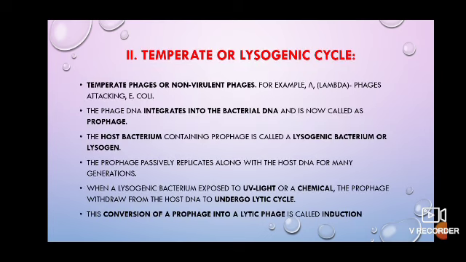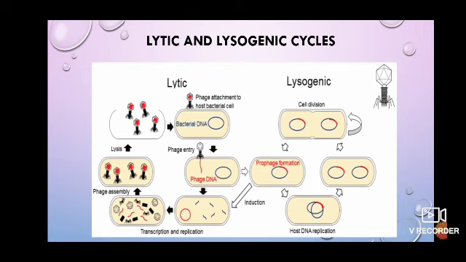Next, coming to the temperate or lysogenic cycle. The temperate phages are those that exhibit the lysogenic cycle. The phages that exhibit the lysogenic cycle are called temperate phages or non-virulent phages, for example, lambda phages attacking E. coli. During the lysogenic cycle, what happens is the phage DNA integrates into the bacterial DNA.